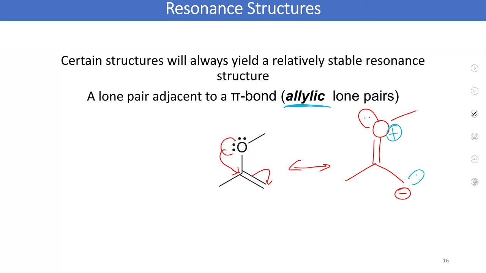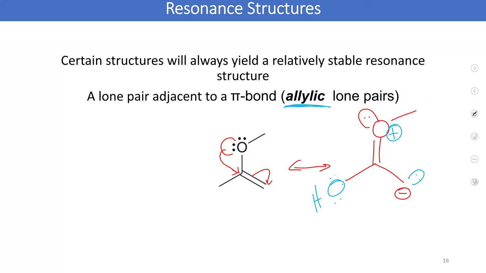Say we put oxygen on the end of this molecule instead of that carbon. So over here, on the other end. Yeah, that one. So it's like dual allylic, right? From that original structure. That's another set of lone pairs adjacent to a pi bond, right? So that gives us another resonance structure.